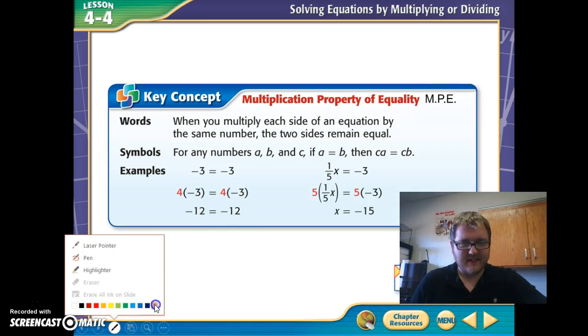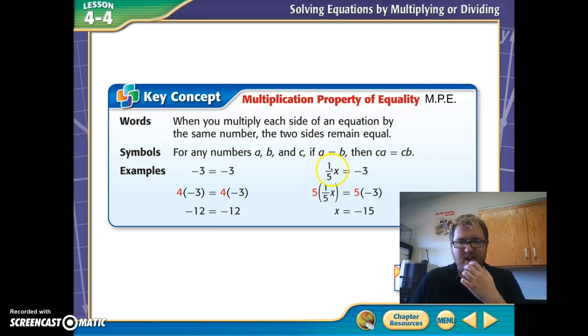Now looking at fractions, if I have 1/5 times x equals -3, and I take both those sides times 5, notice I have a 5 on the top and one on the bottom, so I get 1x. And then on this side, when I multiply 5 by -3, I get -15. So go ahead and, if you need to, pause and convince yourself about this multiplication property of equality.